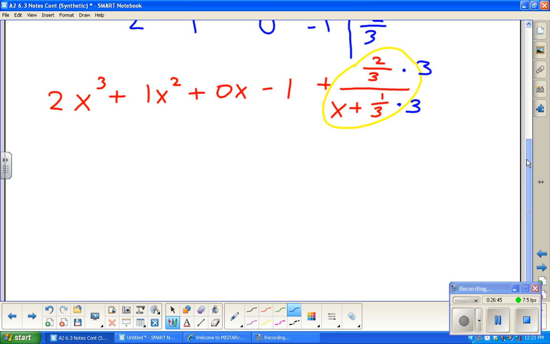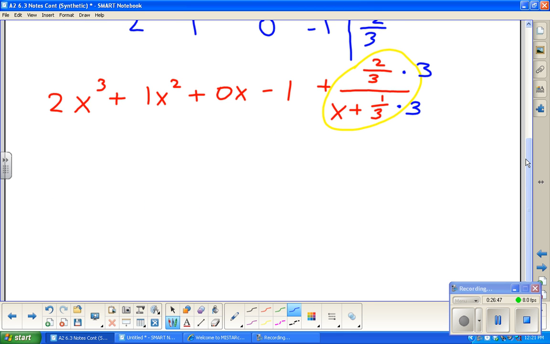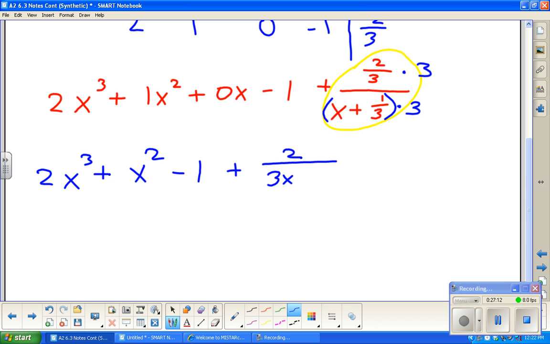So this is where using this method is a little messier. We got 2x cubed plus x squared minus 1. And then if we multiply that fraction top and bottom by 3, what do we get? This is a 2 over 3x plus 1. Got to distribute the 3 to both. So that would be the final answer without complex fractions in it.